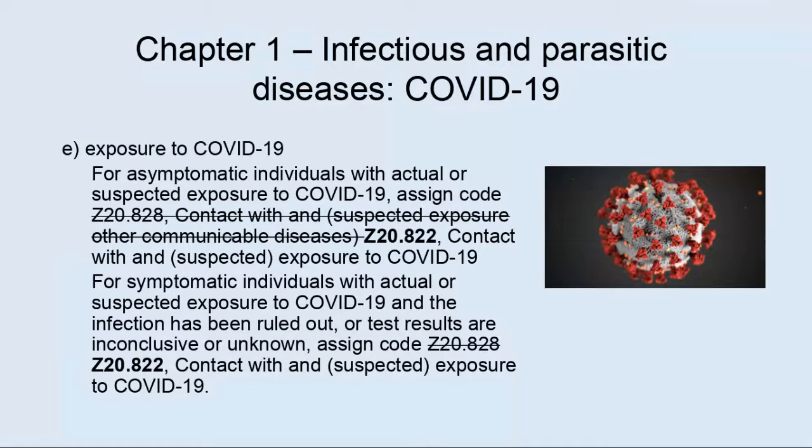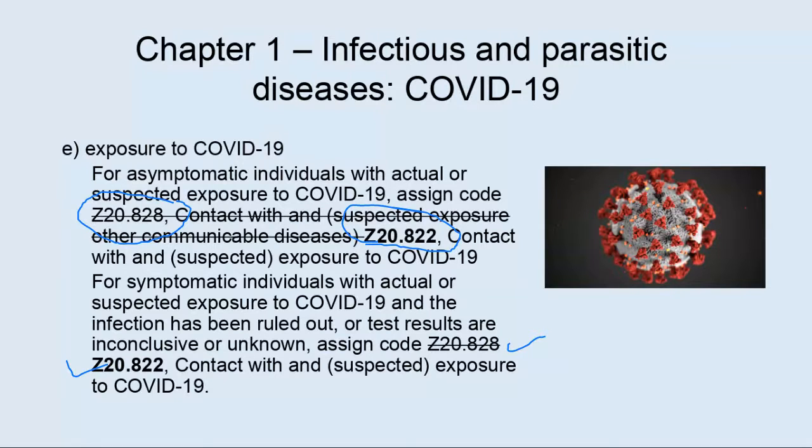the guidelines used to say Z20.828 for asymptomatic individuals with actual or suspected exposure to COVID, and this was changed to Z20.822, contact with and suspected exposure to COVID-19. And the same change was made in this sentence for symptomatic individuals with actual or suspected exposure, and the infection has been ruled out or test results are inconclusive or unknown. Again, it says instead of Z20.828, use Z20.822, a more specific disease.